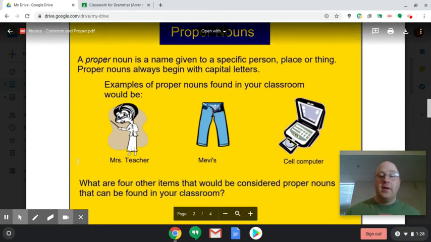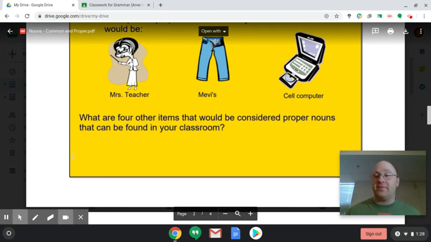So now, just like before, we talked about some common nouns you could think of in the classroom. Try to think of some proper nouns that you would find in the classroom. It's my orange with an orange highlighter.